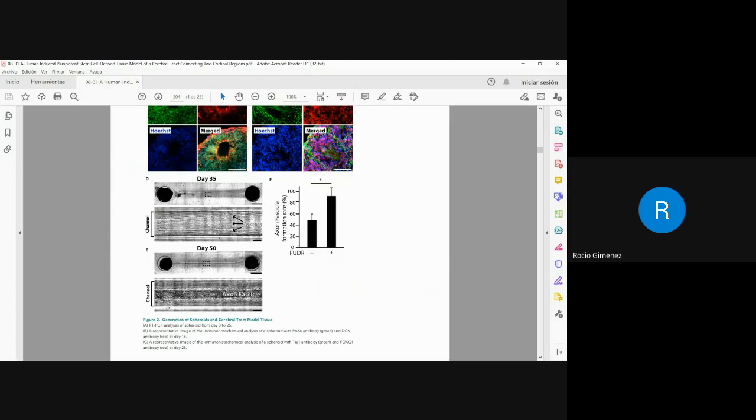The efficiency of generating a tissue with a robust axon fascicle was about 50% at day 50, but by treating spheroids with a DNA synthesis inhibitor for 24 hours at day 25, the efficiency of axon fascicle formation increased, suggesting that overproliferation within spheroids suppresses axon fascicle formation, presumably due to constriction of the microchannels.